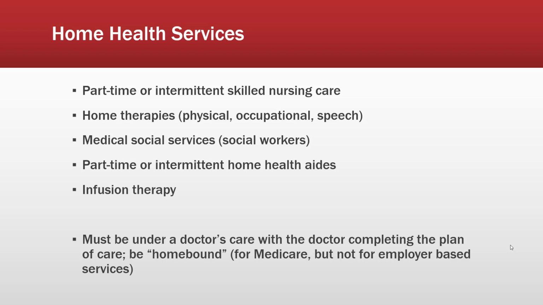You have to be under a doctor's care, and the doctor has to implement the plan of care, and you have to be homebound. Homebound means you have difficulty getting out of the home. It can't be something easy, and there have to be limitations, so you really just get out of the home to go to the doctor's office. You can go to church, but anything beyond that, you may not be considered homebound. And to be eligible for home health services, you have to have that homebound qualification.